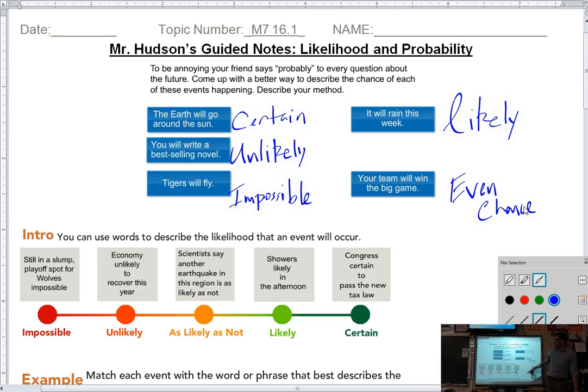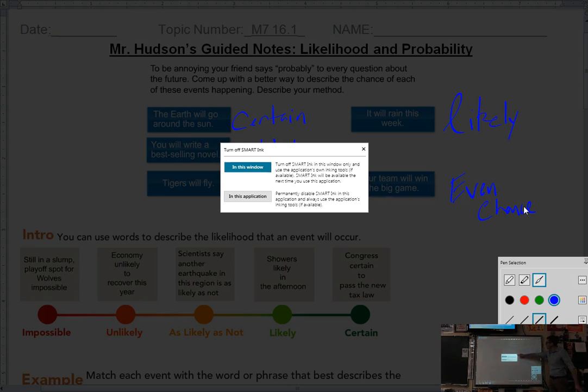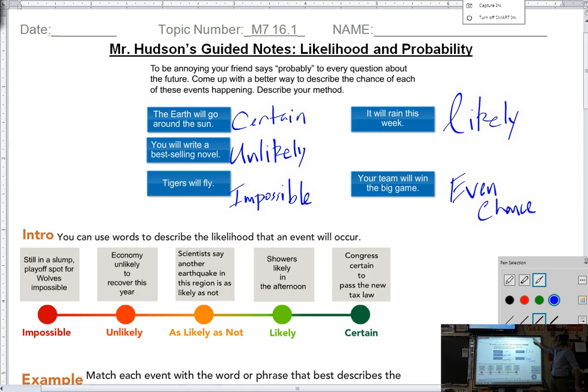All right, so here on your paper are some examples of statements that are said using those words. Like a playoff spot for the Wolves is impossible. Or now that Villanova lost, winning the whole thing is impossible. They already lost. You've got some of those examples right there.